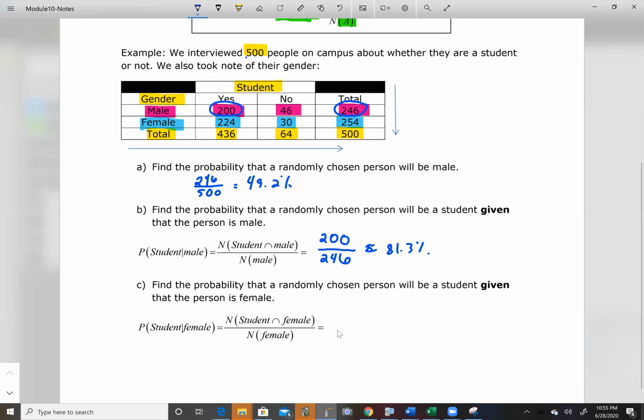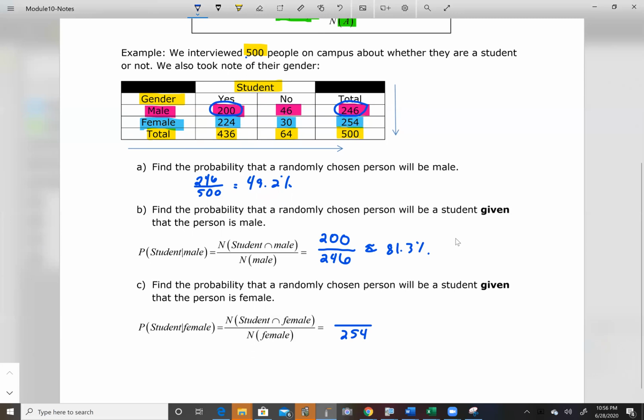So we're going to do the same thing, but now our denominator is going to be 254 because we already know that it's female, and that's how many females we interviewed. And then the numerator is going to be that it is a student and a female, which is going to be 224. I'll circle that square up there, 224 over 254, because we know it's going to be a female.